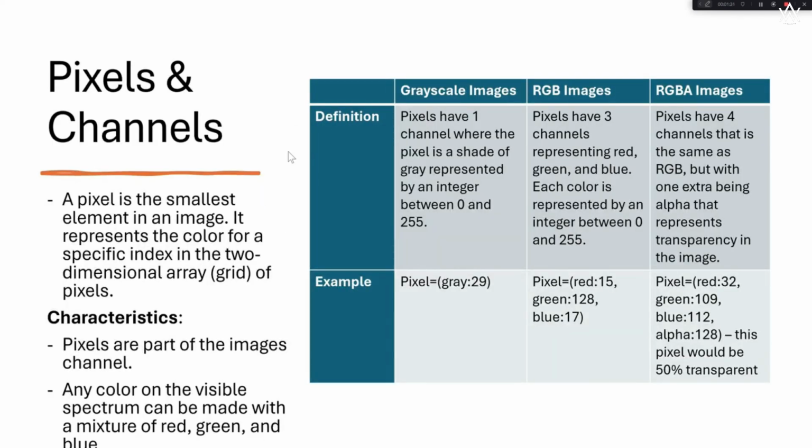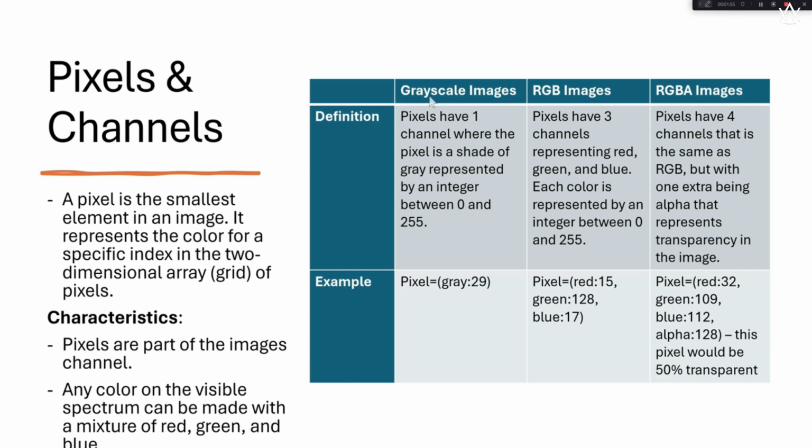So pixels and channels. A pixel is the smallest element in an image. It represents the color for a specific index in the two-dimensional array, or a grid of pixels. So if you're familiar with arrays, you can do multiple dimensions of arrays. So the image is a two-dimensional array, a grid basically of pixels. And so let's look over here.